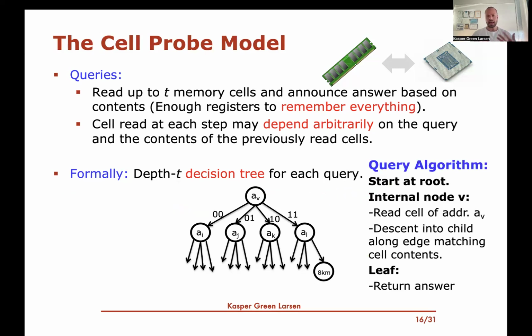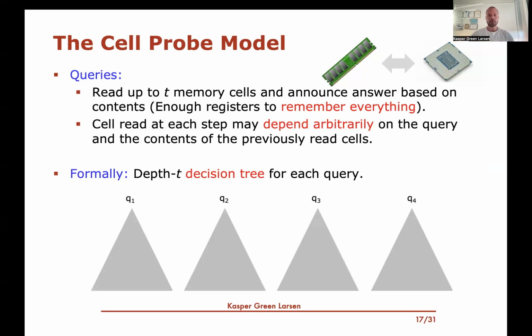Now, a query algorithm, given such a decision tree, is really: you start out at the root, and whenever you're at an internal node, which you are in the root, you read the cell whose address is stored on this node. So in the node v, you read the cell of address a_v, and then you descend into the child along the edge that matches the cell contents in your data structure, in your memory representation. And when you get to a leaf, you announce the answer. And you have one of these decision trees for every possible query to the data structure problem.